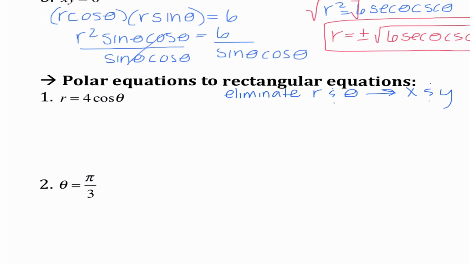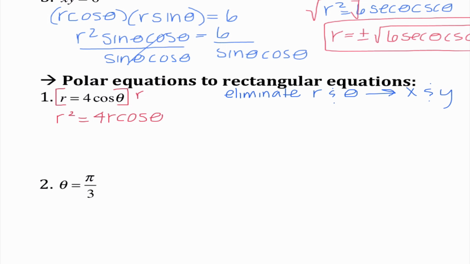So if we look at this first problem, what's kind of weird about it is that we just have r. And I know that often when we have r squared, that can help us out. So I'm going to start here by multiplying both sides by r. So I would get r squared, and this is a monomial, so this just becomes 4r cosine theta.